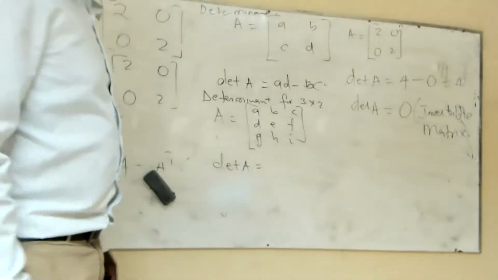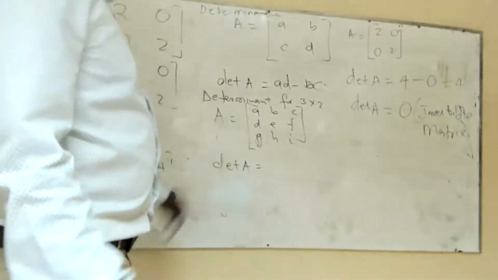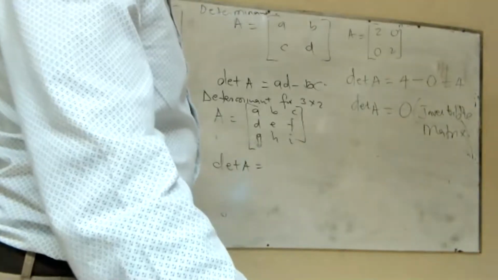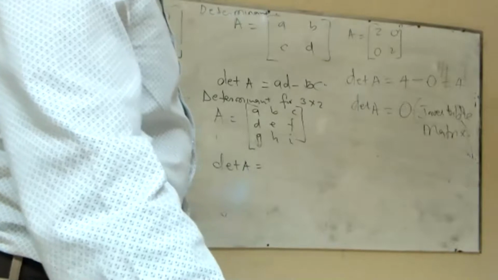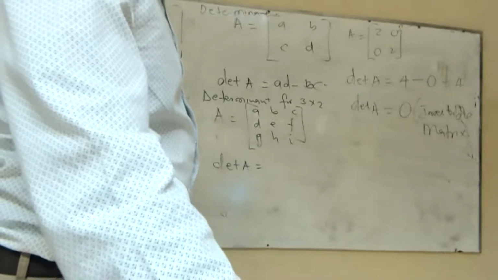Will not have a problem, where you find the determinant of 3 by 3. It's not back. What's the problem?